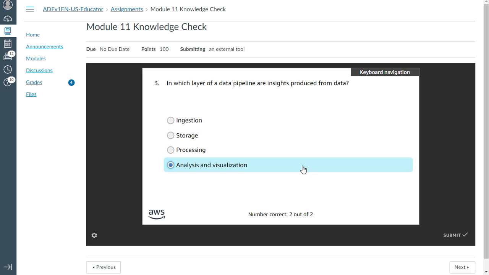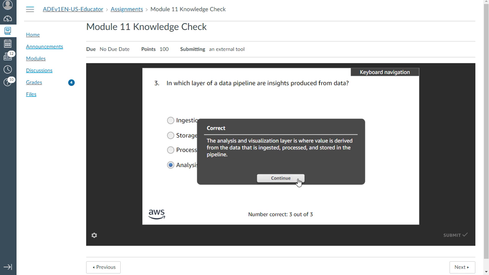The third one: in which layer of a data pipeline are insights produced from the data? Analysis and visualization, this should be the answer. Let us check. Yes, that's correct.